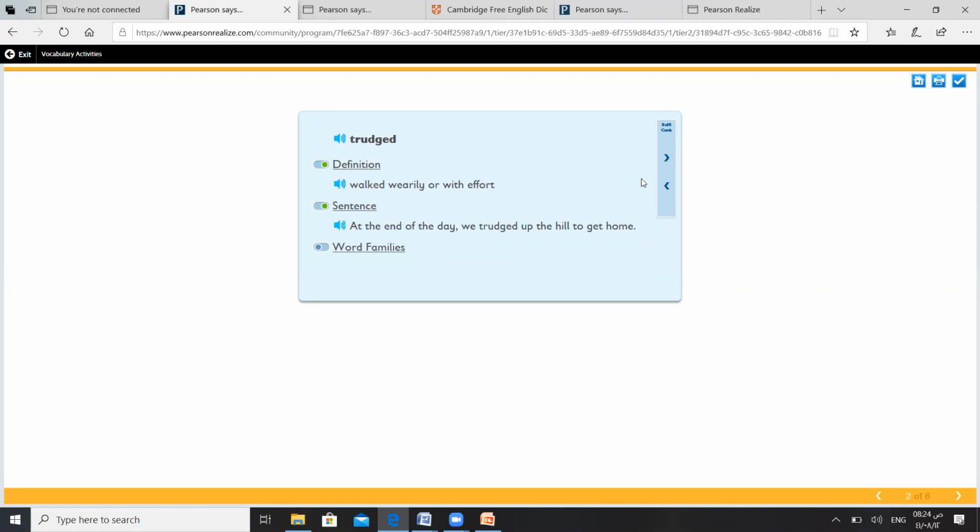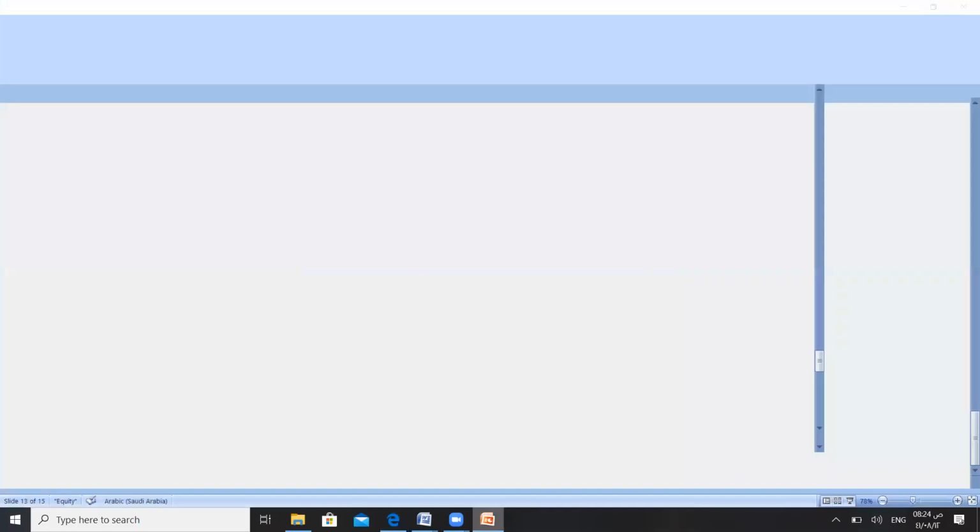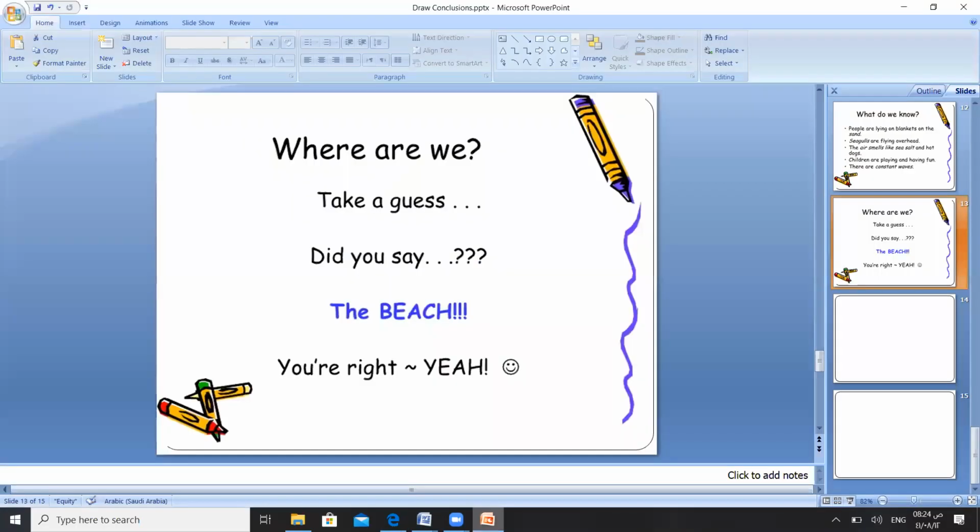So those are the 8 vocabs for today. Trudged. Next one is trench. Then taunted, summoning, staggered, runt, rill, loomed. I need you now to open your books, class. Page 360.